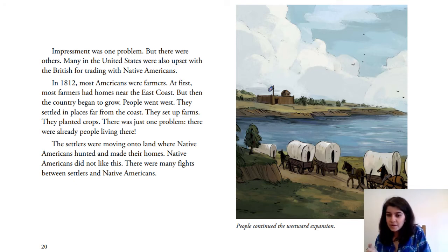So, what did the Americans do as the country grew? They went west and set up farms. So Americans went west to build farms.